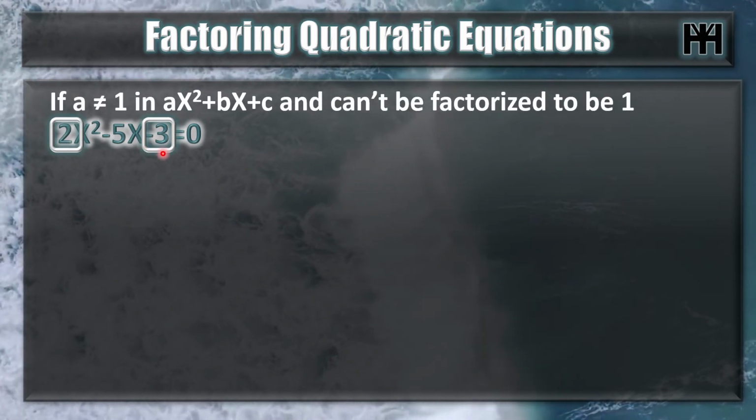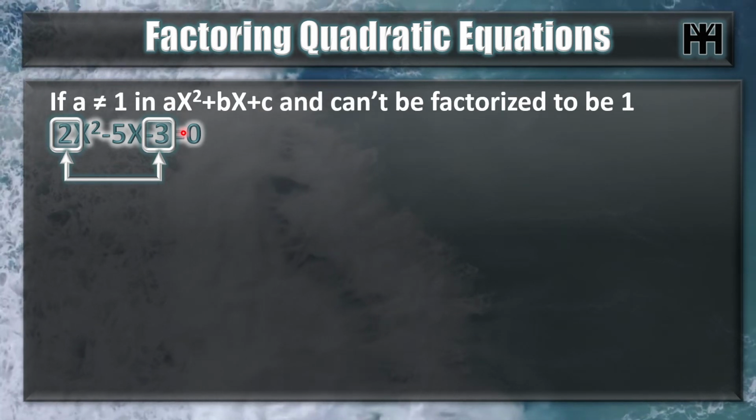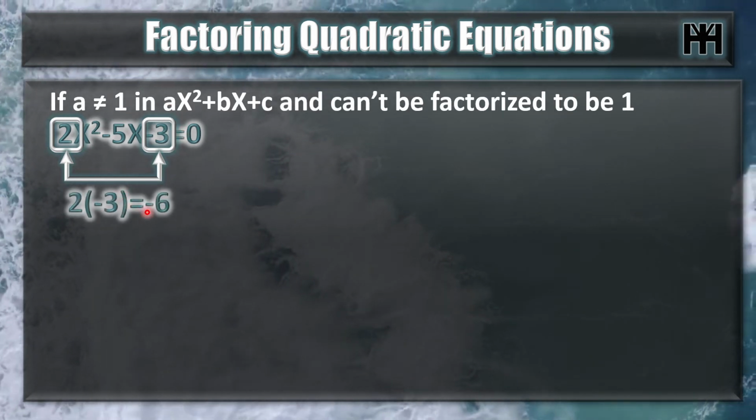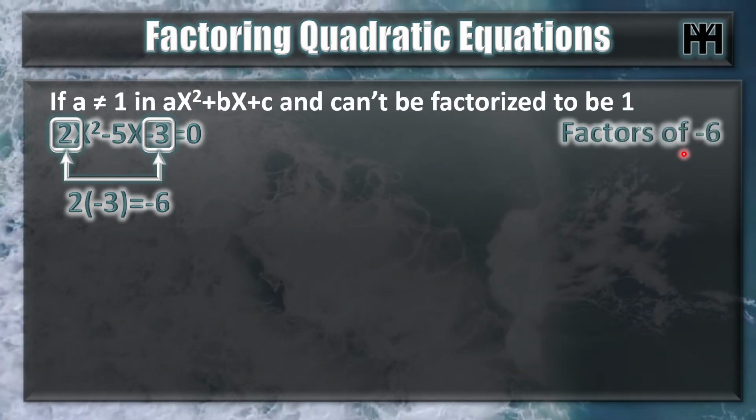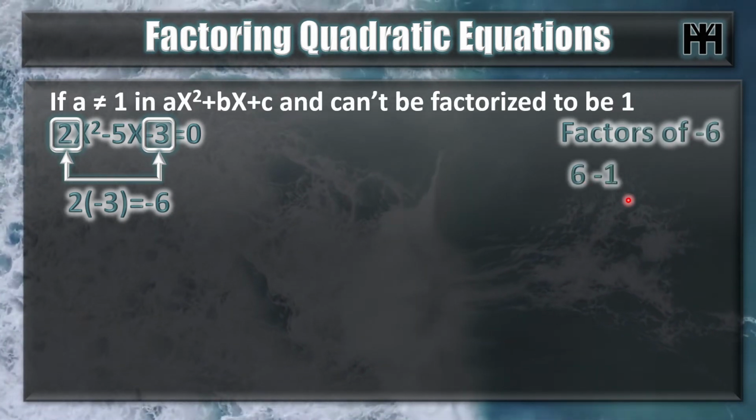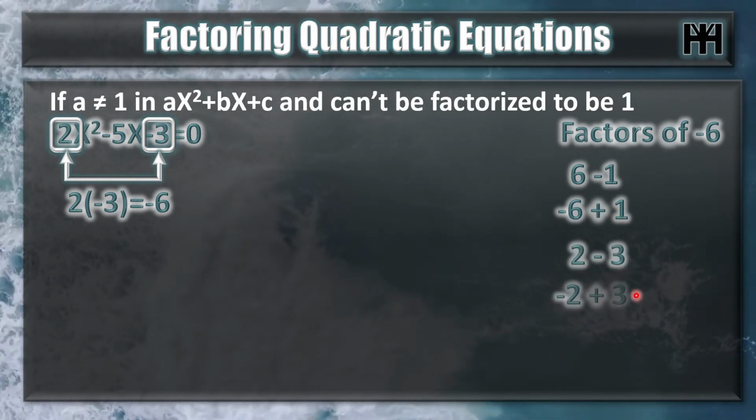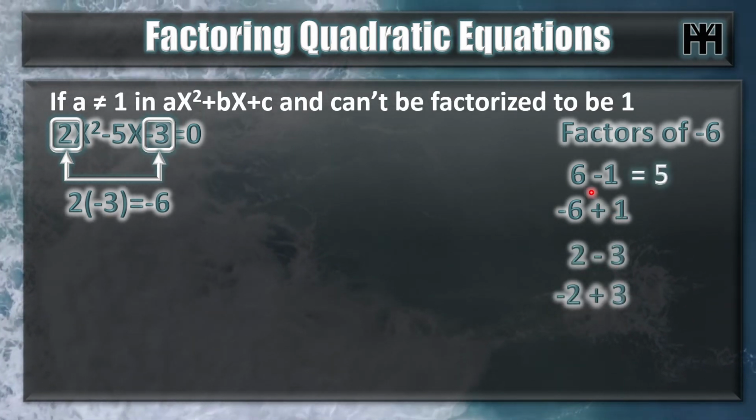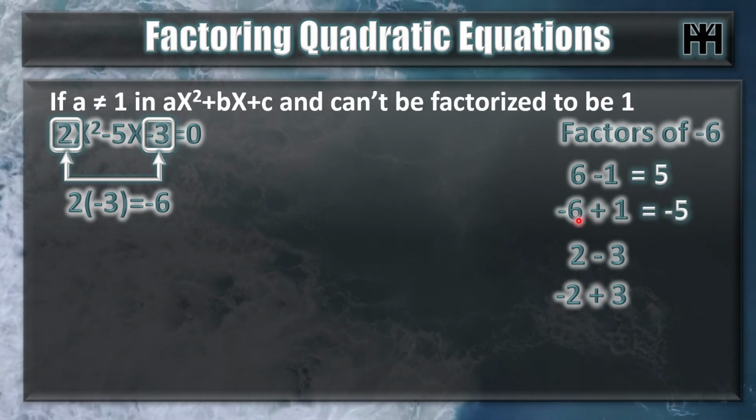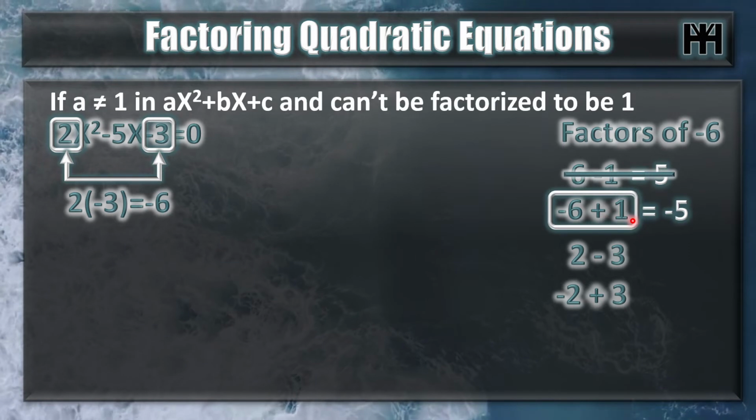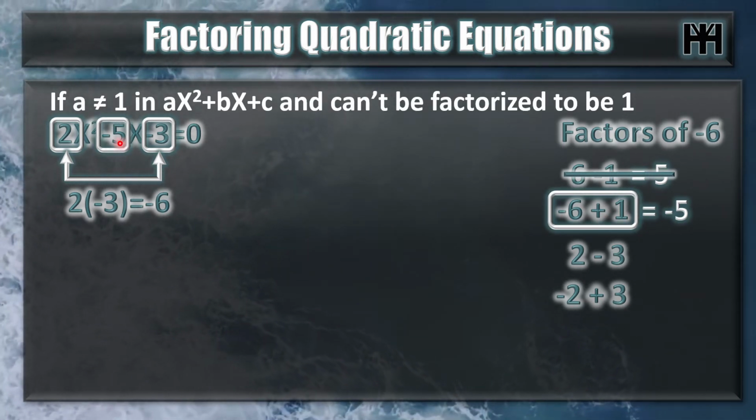We have negative 3 and 2. You multiply them together, the c and the a. So 2 multiplied by negative 3 is negative 6. We will get the factors of negative 6: 6 and negative 1, negative 6 and positive 1, 2 and negative 3, negative 2 and 3. Their sum is positive 5, not negative 5. Here negative 6 and 1, so this is the one we need. They add up to give us negative 5.